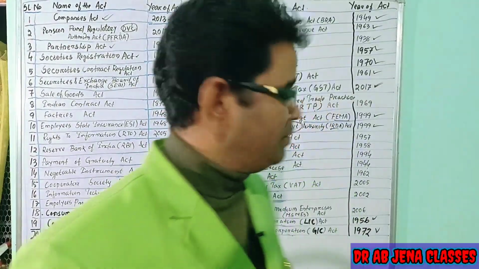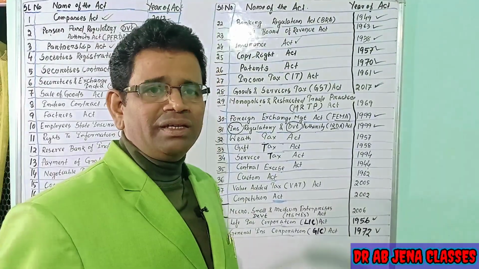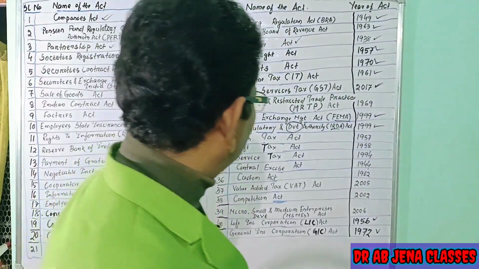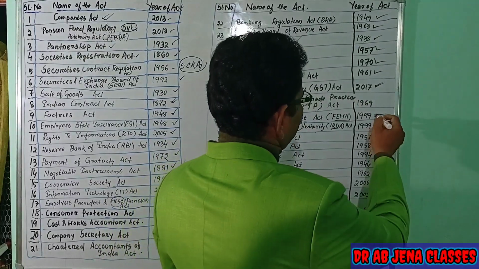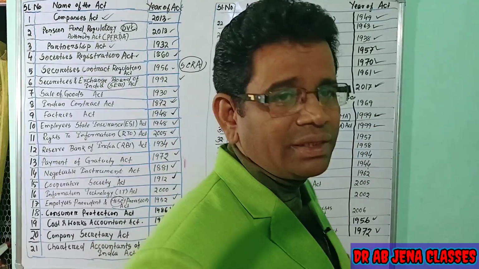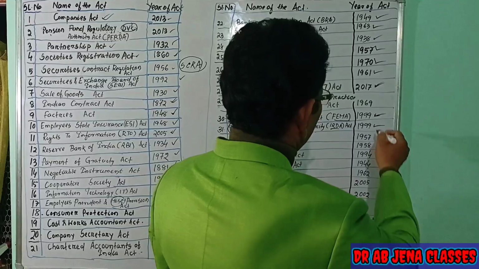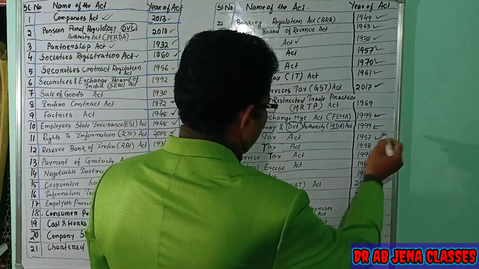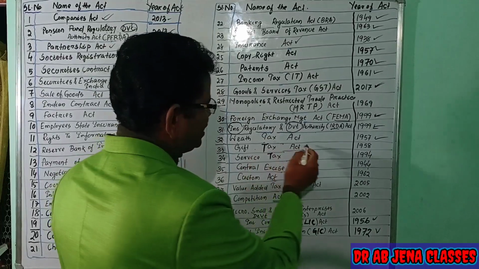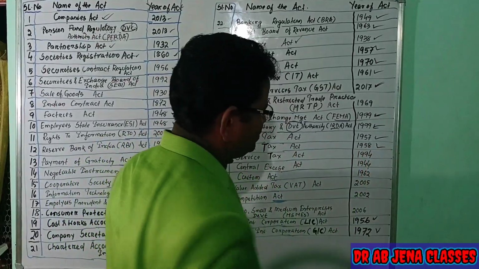So easily you can remember 1999. There are two vital acts. One is the FEMA Act, 1999. The second one is the IRDA Act, also 1999. Then the Wealth Tax Act is 1957. The Gift Tax Act is 1958.